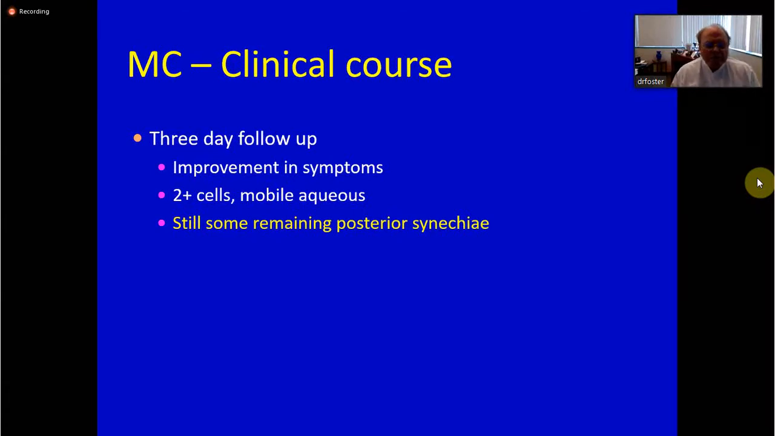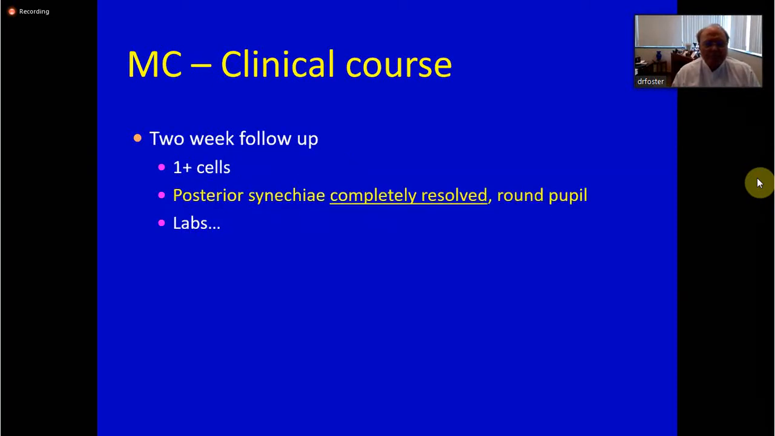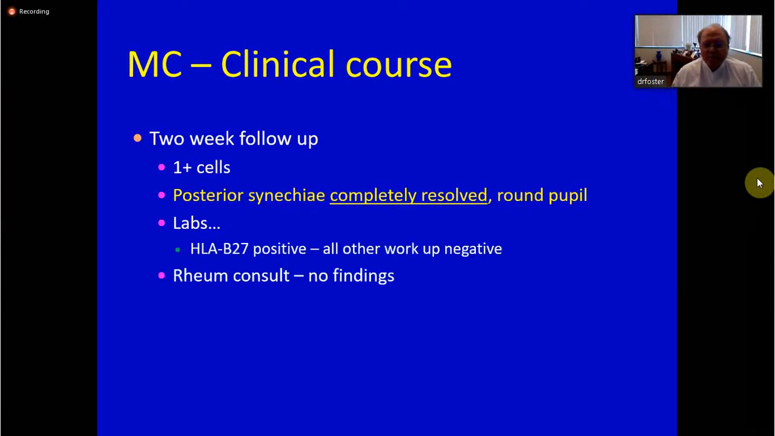He was better, but he still had some cells in the anterior chamber and some posterior synechiae that hadn't been broken. 2 weeks later, all the synechiae were resolved. Inflammation was reduced, and he's B27 positive on the lab studies that were done. The rheumatologist found nothing. So what did the rheumatologist do?